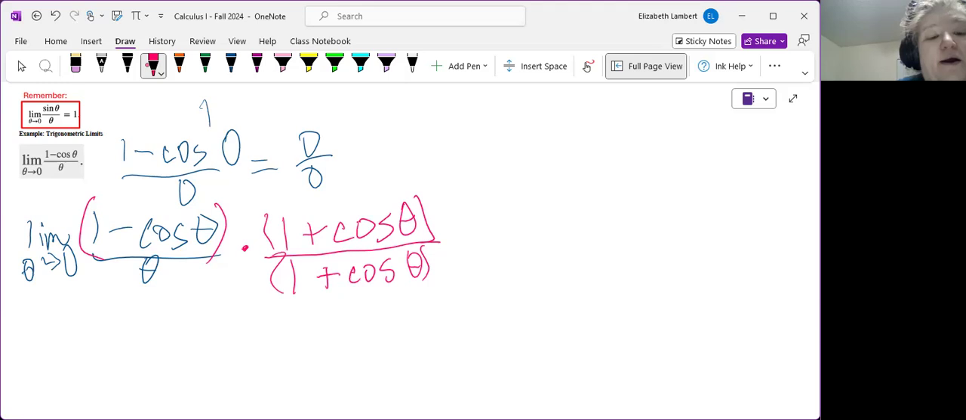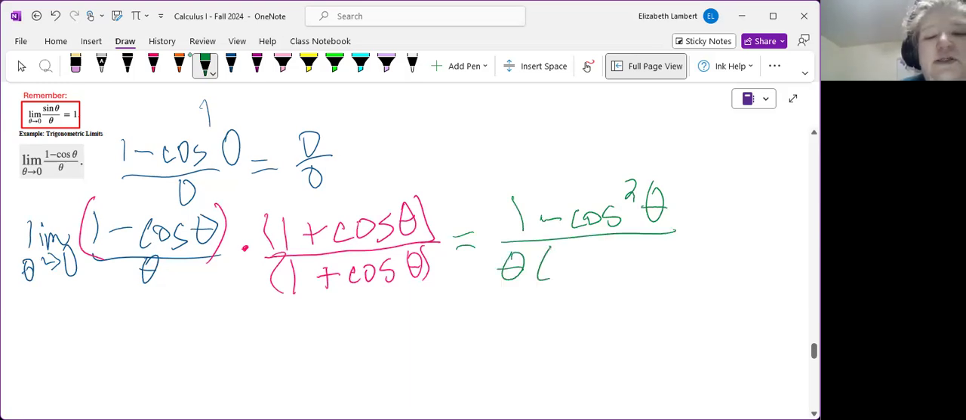All right, so on top, 1 minus cosine theta times 1 plus cosine theta. We'll get the 1 times 1, and then the negative cosine times positive cosine, because the inside-outsides cancel out. So minus cosine squared theta. And on the bottom, don't multiply it out, just leave it factored.